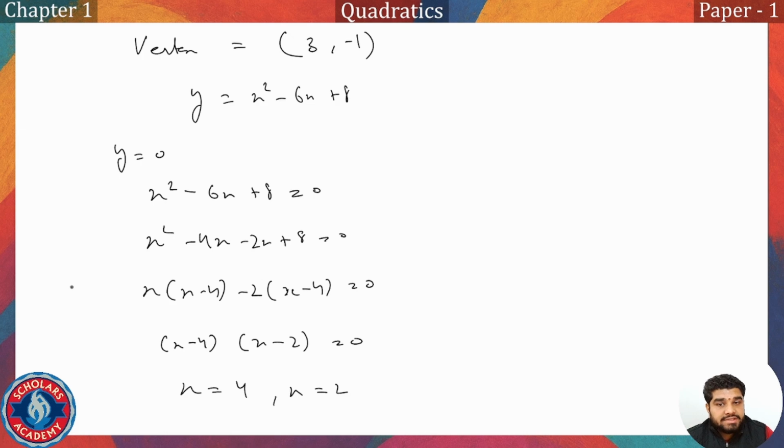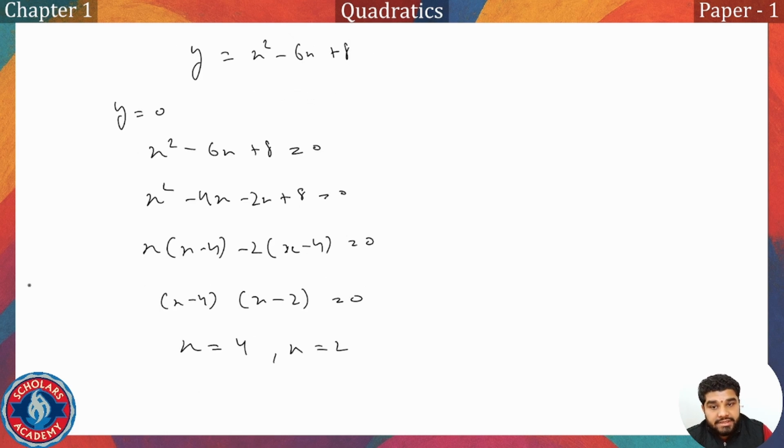This is when y is 0. It means these are the intersecting points with the x-axis. So the coordinates for these 2 points are (4, 0) and (2, 0). Now if I take x is equal to 0, that means I am finding the intersecting point of the curve with the y-axis. So for that, what I get is y is equal to 8, since 0x square minus 6 times 0 is 0, just 8. So the coordinate that I will get is (0, 8).